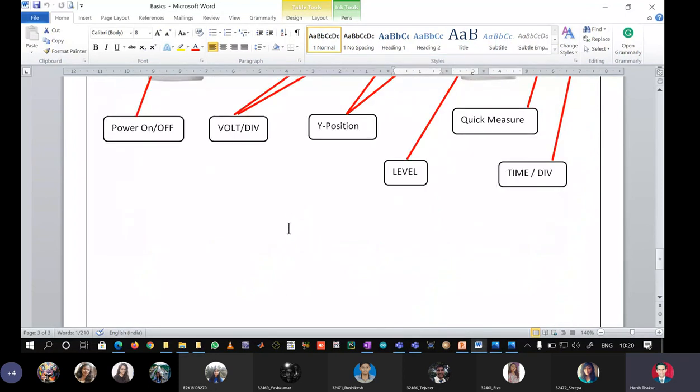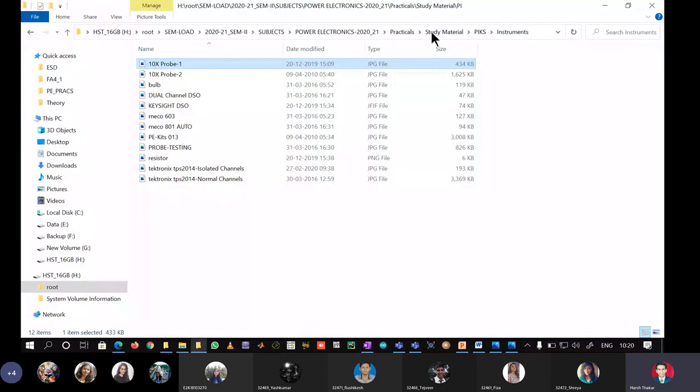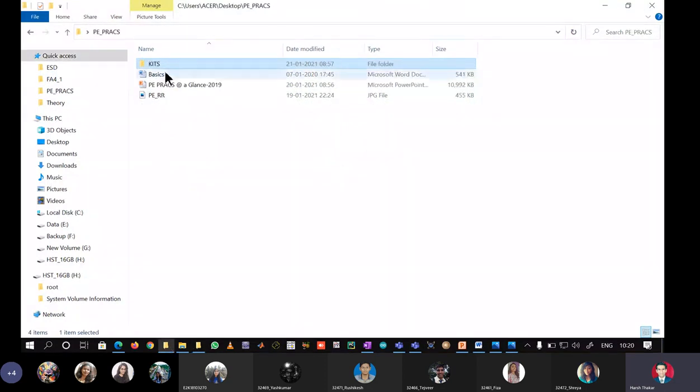Okay, now last but not the least, as I told you, I want to show you the kit photos of our lab.